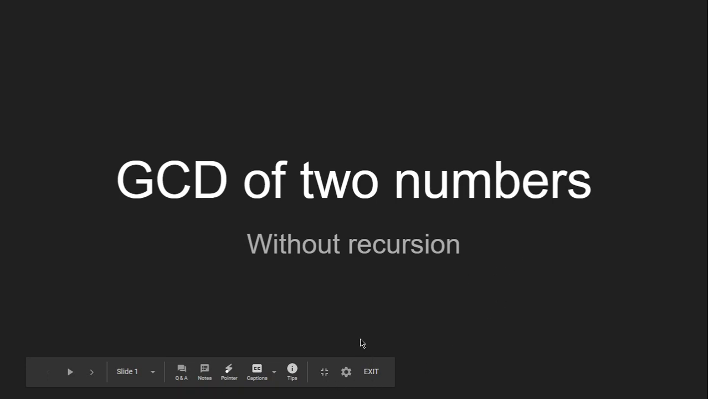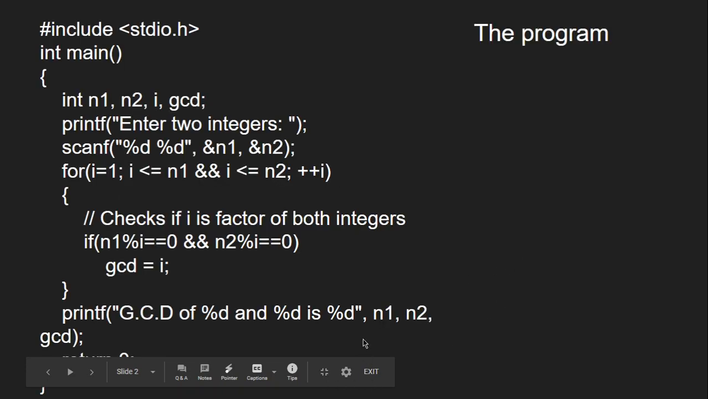Now coming to the program, we have, as usual, the include stdio.h, and then the integer main program starts. There are two numbers for which we are going to find the divisor. So integer n1, n2, and i is the count increment variable we are going to use, and GCD is the greatest common divisor variable.